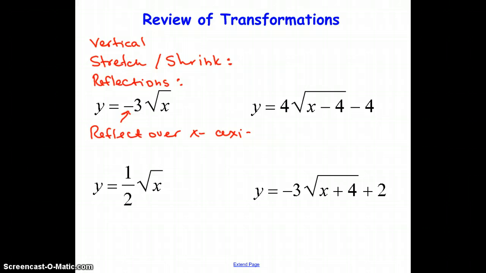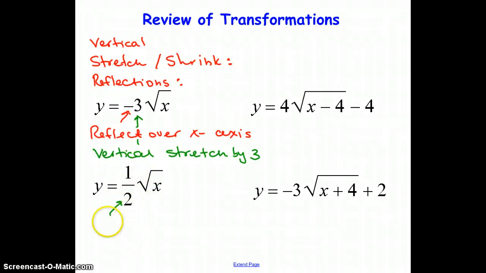And then the 3 in the front makes us take all of the y values and multiply them all by 3. So that's going to result in a vertical stretch by 3. Over here we don't have a negative, so we just have to worry about stretching or shrinking. And now we're going to take all of our y values and multiply them by half, so they're going to get smaller. So this is a vertical shrink of 1/2.